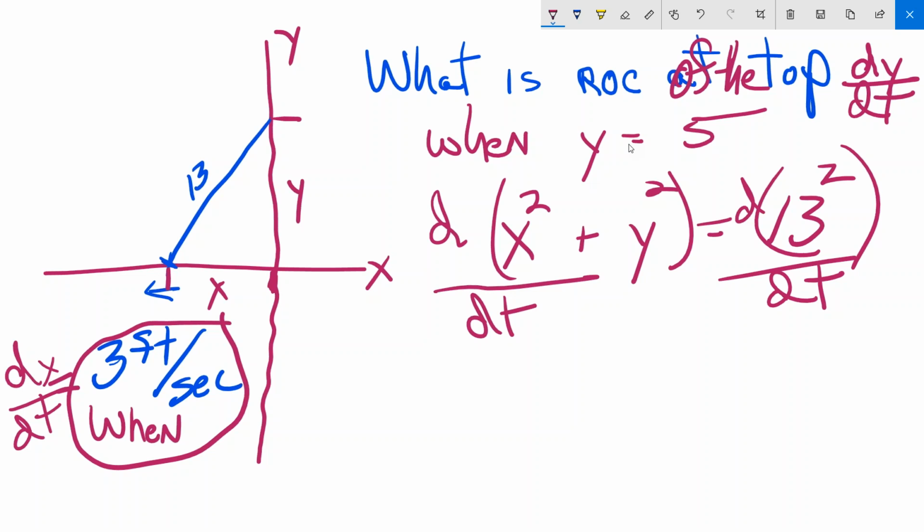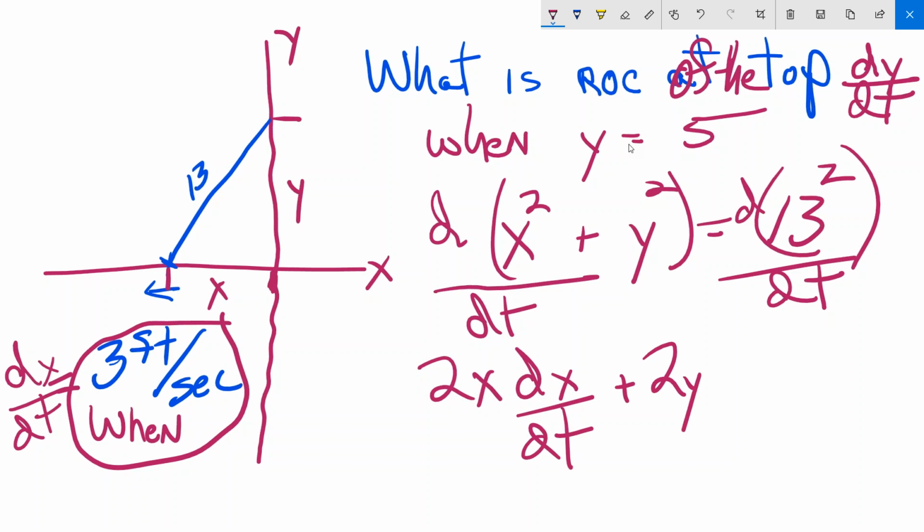Oh, okay. So that's 2x. And you have to follow with what? Because we're differentiating with respect to t, and x is not t, dx over dt. Keep going. Plus 2y times dy over dt. Correct. And what about the other stuff?